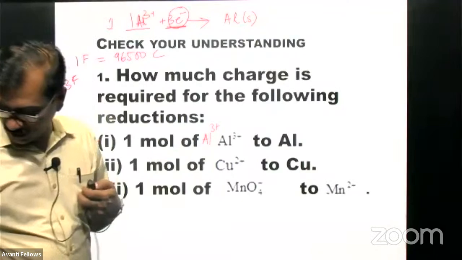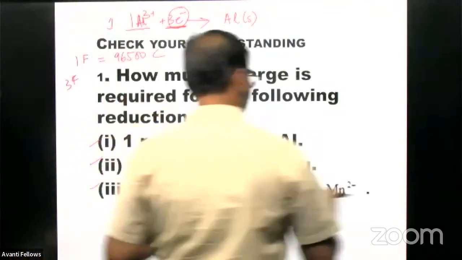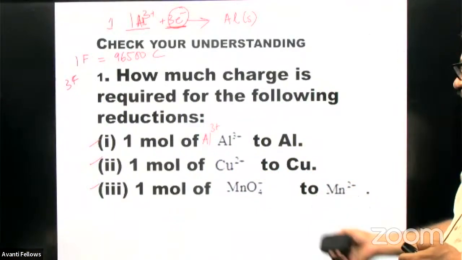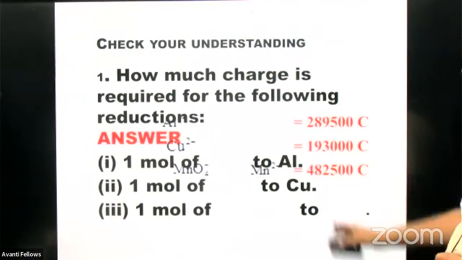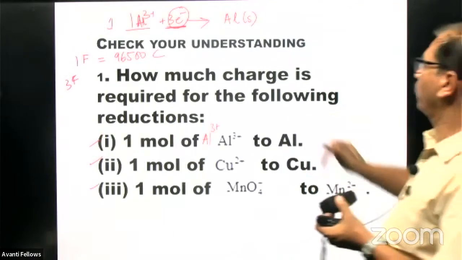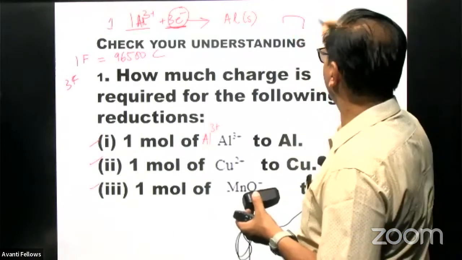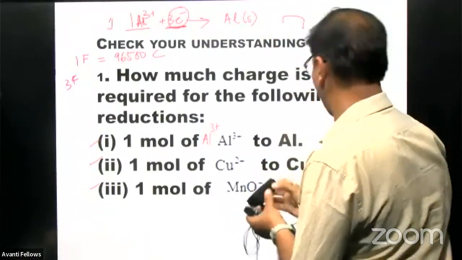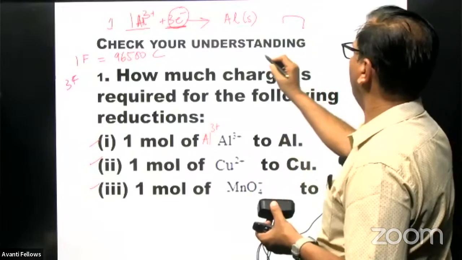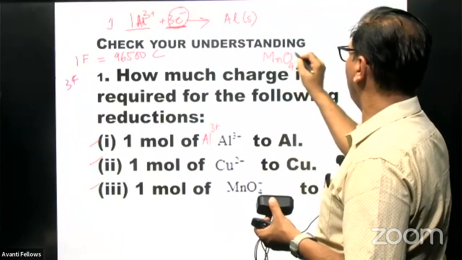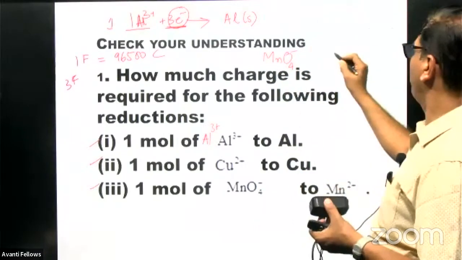I don't know how you have calculated this, let me just talk about that. Copper 2 plus ion to copper is 2 Faraday, we can understand. So the answer is like this, but let me tell you the method. In the third case, it is MnO4 minus ion to Mn2 plus.